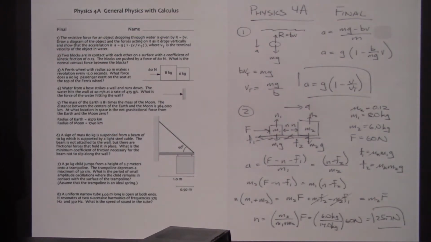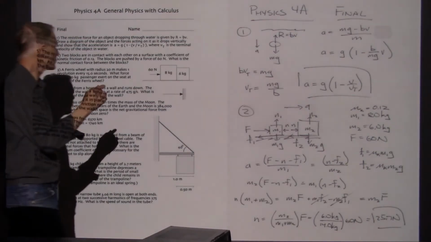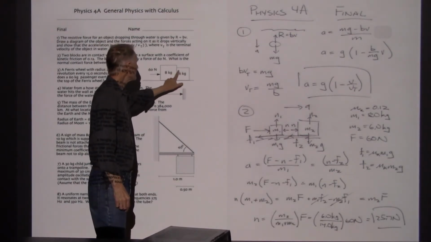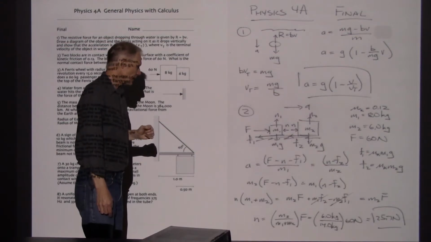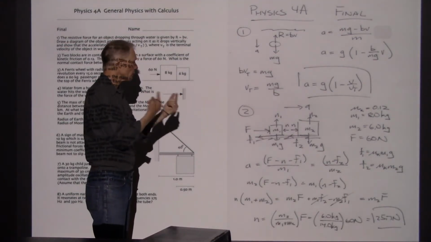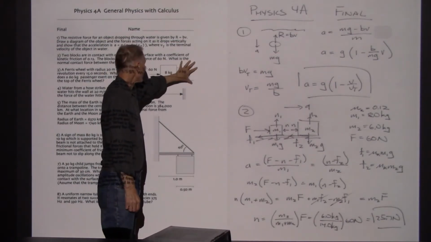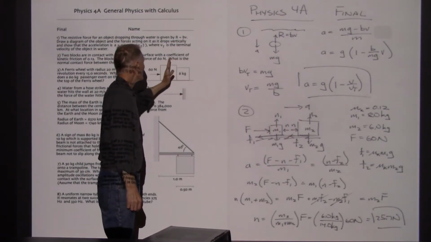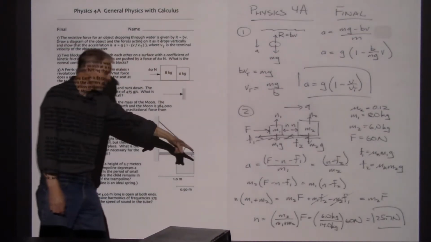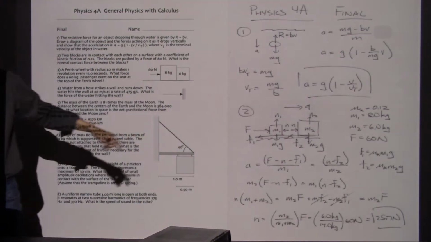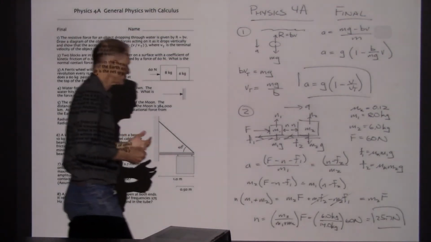What would happen to the normal force between the two blocks? What happens between the two blocks if we switch their placement? And that would make a difference. So if I had the 8 kilogram here and the 6 kilogram here, the normal force between them would need to be larger. You can see how the formula would change, right?